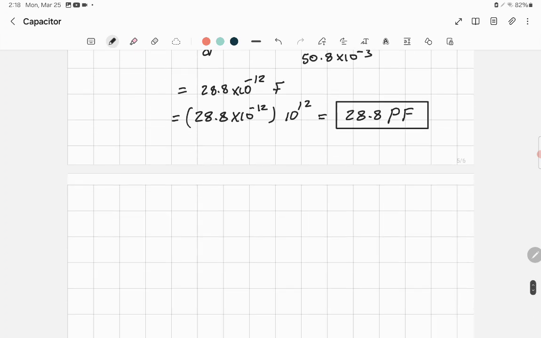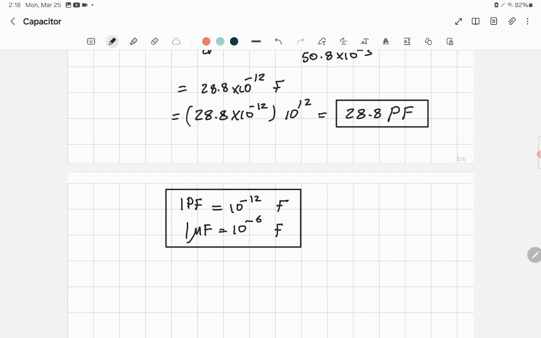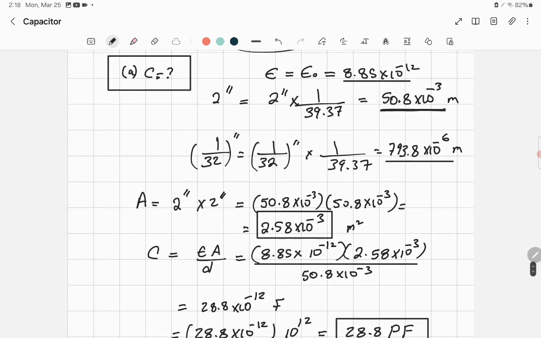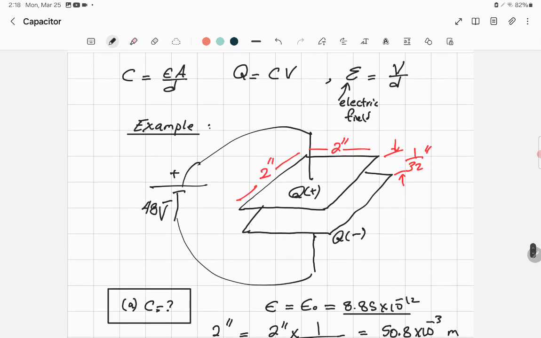So 1 picofarad is equal to 10 negative 12 farad. Don't forget 1 microfarad is only 10 negative 6 farad. Okay, we're just learning some units time by time. They are so important with capacitance because usually they are so small. So I solved the first part of the problem, which is similar to a previous example, but I'm just doing a long example a little bit.